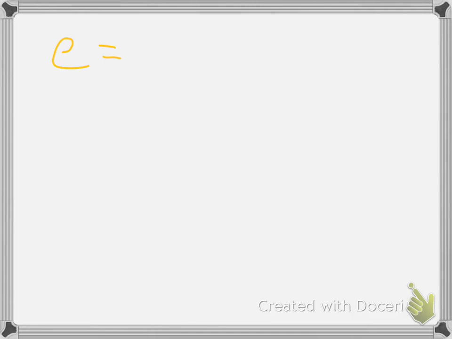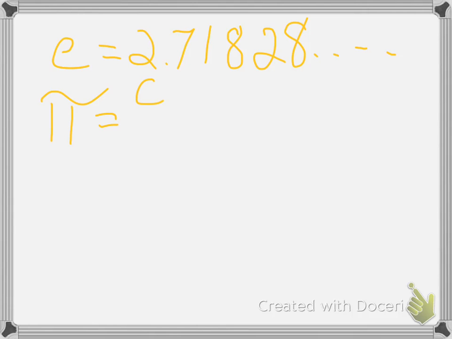So e, if you were going to enter it in the calculator, is something like 2.71828. Of course, it keeps on going forever without any patterns. And pi, where does pi come from? Pi is actually equal to the circumference of a circle divided by its diameter. But we haven't studied where e is derived from. That's what we're going to do now.